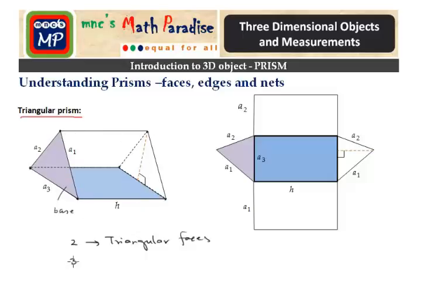So the triangular prism has three rectangular faces. So altogether there are 5 faces in a triangular prism. Among them, 2 are triangular and 3 are rectangular faces.